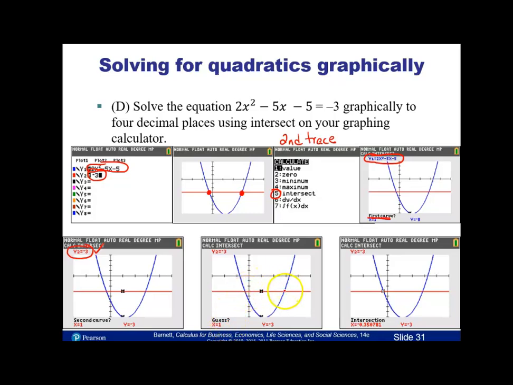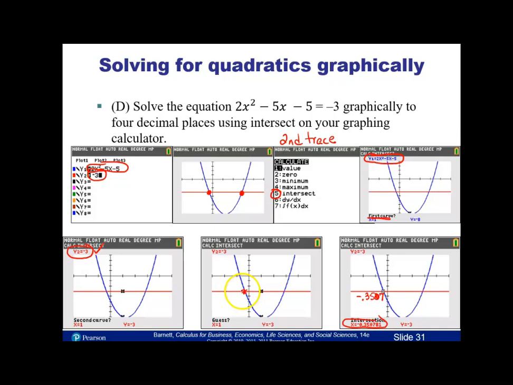Well, it depends on which one of the points of intersection we're going to try to find. But the easiest thing would just be to move your cursor over as close to your point of intersection as possible. And when you get it as close as possible, press enter. And it gives you this as your point of intersection. So that would be 0.3507, the negative of that.